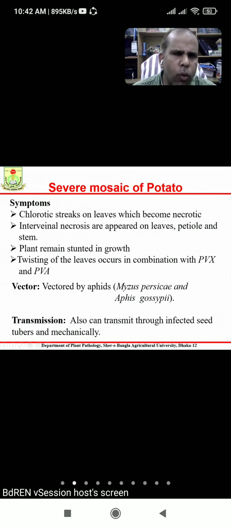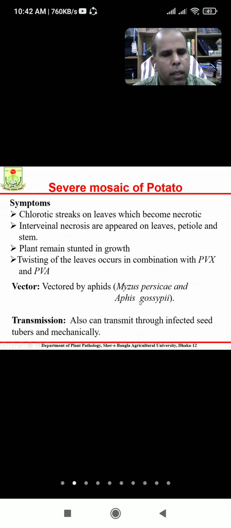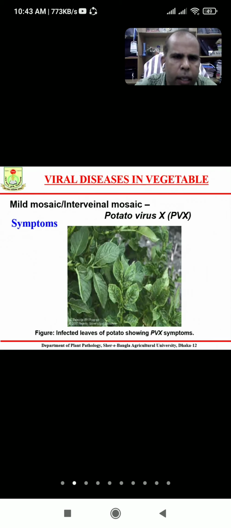And how is this virus transmitted? Again, it is the vector and also the infected tuber and also mechanically. That means potato virus Y can be transmitted in 3 ways. Try to understand. Firstly, potato leaf roll virus is transmitted by the aphid and infected tuber, but not mechanically. But potato virus Y can be transmitted in 3 ways, either by aphid, infected tuber, as well as mechanically.